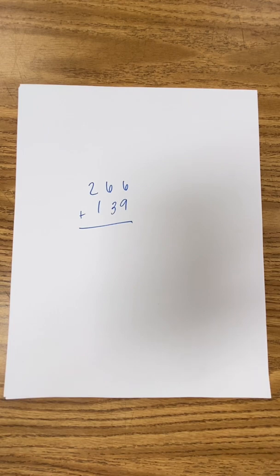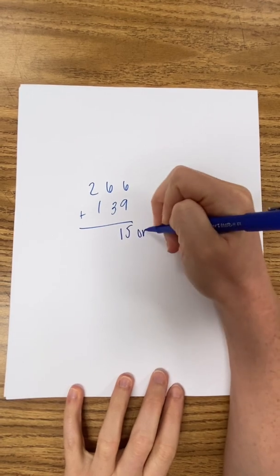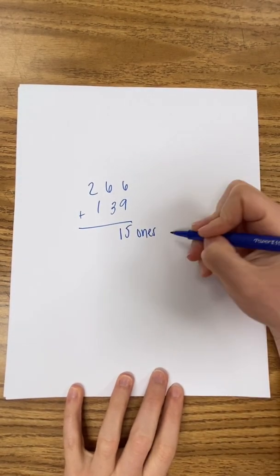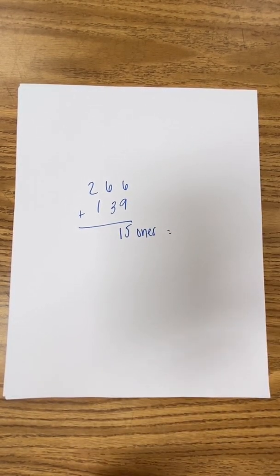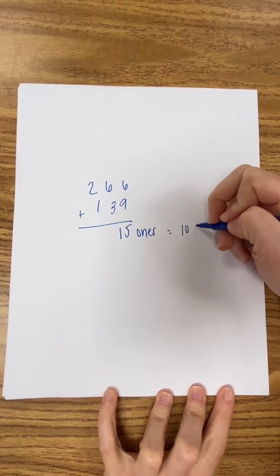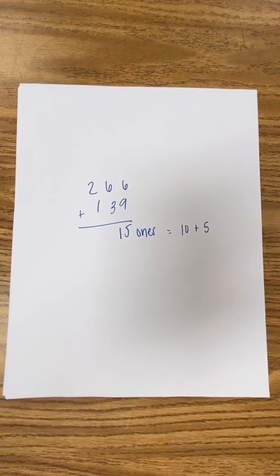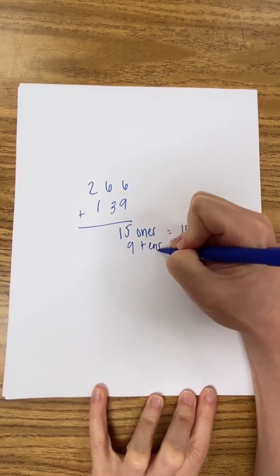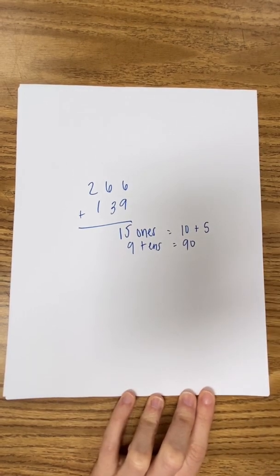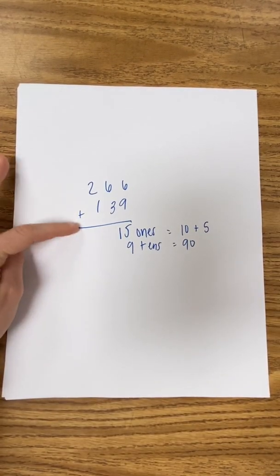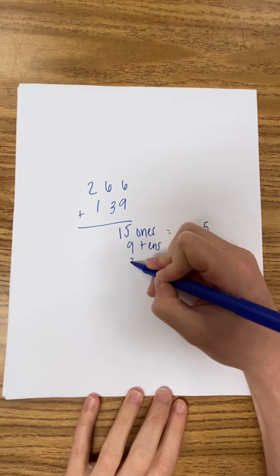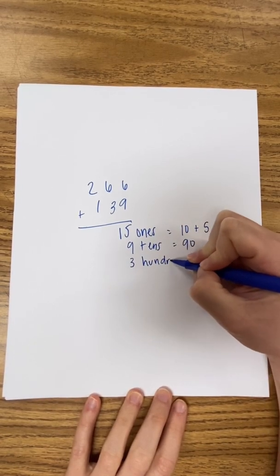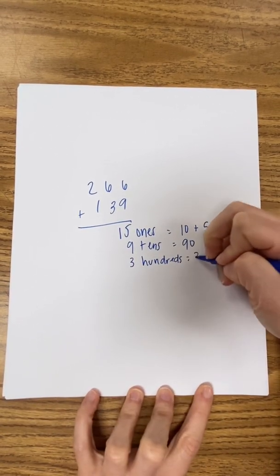And understanding that means they have 6 1s and 9 1s, which gives them 15 1s. And then they understand, because they've built that number sense, that 15 1s is 10 and 5. And then they see they have 6 10s and 3 10s, which is 9 10s. And then that has a value of 90. And they can see that they have 2 100s and 1 100. So that's 3 100s, which has a value of 300.